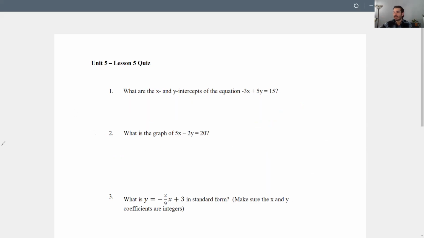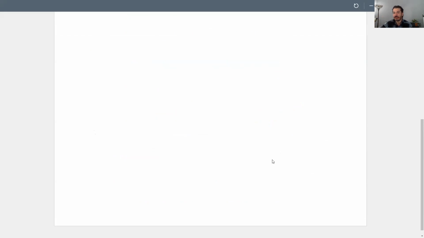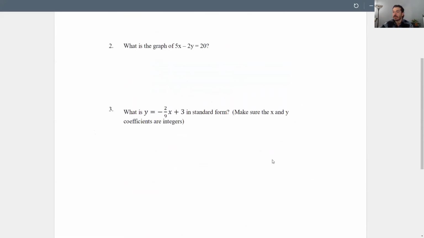Clear all drawings. We only have one more to do. That's incredible. So what is y equals -2/9x + 3 in standard form? Make sure the x and y coefficients are integers.